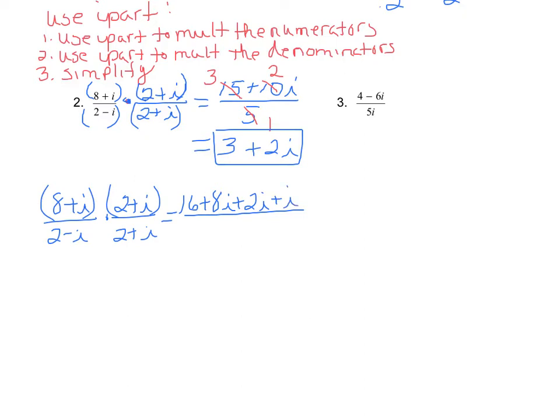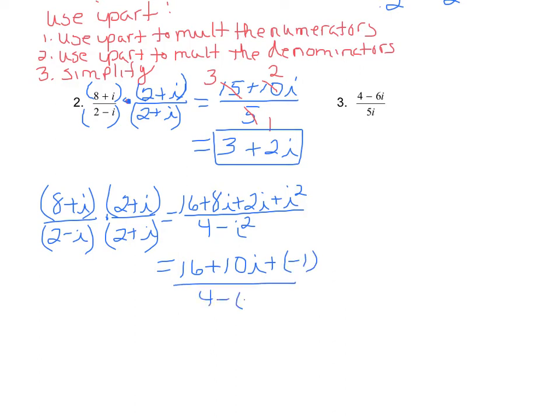last plus i squared. On the bottom, it's also FOIL, but in this case it's conjugates, so I only have to do first and last. First, 2 times 2 is 4. A negative i times a positive i is a negative i squared. If I neaten this up, I get 16 plus 10i plus i squared, which is a negative 1, over 4 minus i squared, which is a negative 1. Let's neaten this up more. 16 plus a negative 1 is 15 plus 10i over 4 minus a negative 1 is 5.